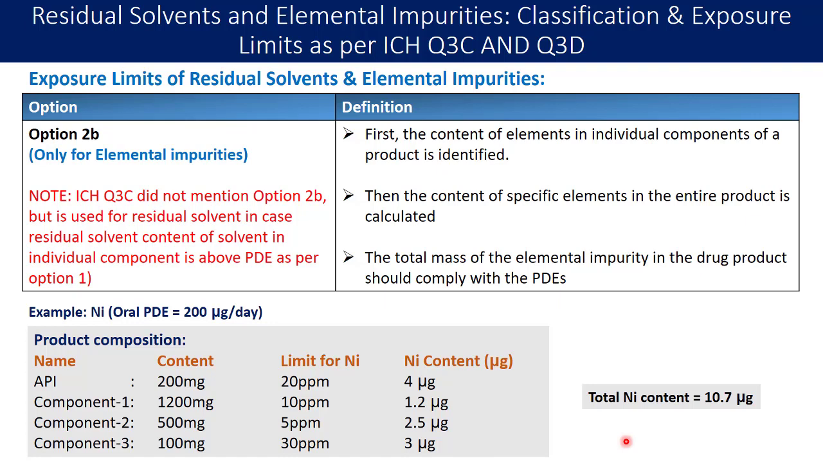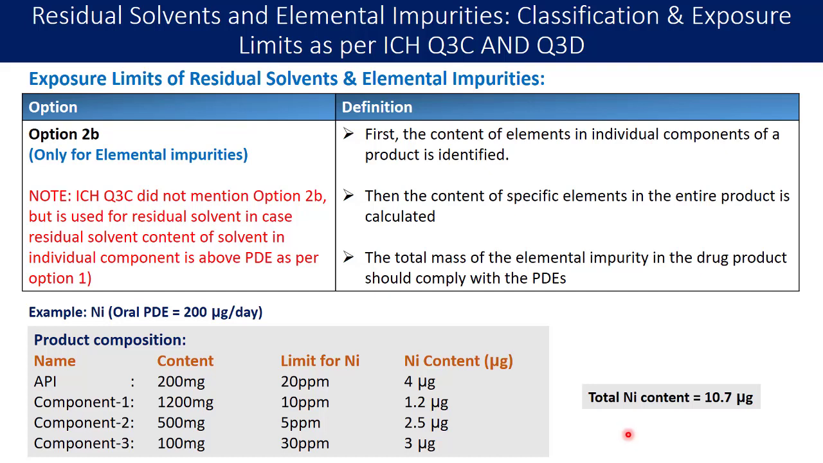Even if the product is taken twice a day, it will just become 10.7 into 2. If the product is taken thrice a day, this will become 10.7 into 3, isn't it? So this is the way you can use the option 2B to evaluate the limit or concentration of elemental impurities in ppm.